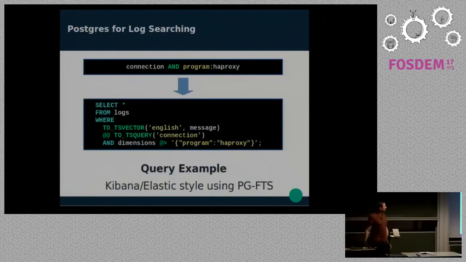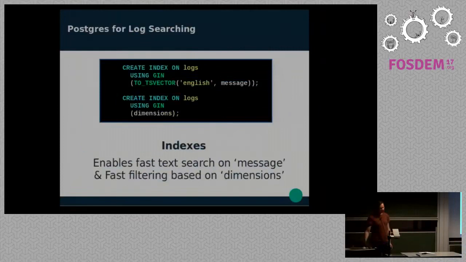And the sort of queries we want to do, if you're used to using Elastic and Kibana, you might want to do things like this. So you want to say, find me logs with the word connection, where the program name is HA proxy. And we can do those with Postgres. So Postgres has got full text search. It's admittedly a bit longer, but we can do a TS query on the message, and then we can do a contains on the dimensions. As long as we've got that indexed with some GIN indexes, it'll be nice and fast.